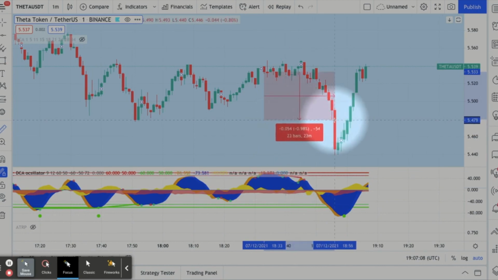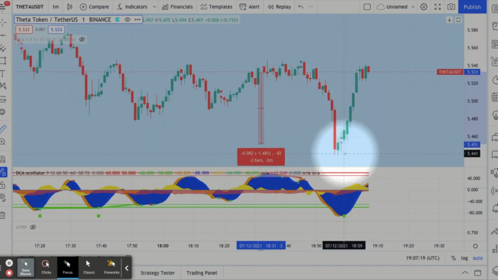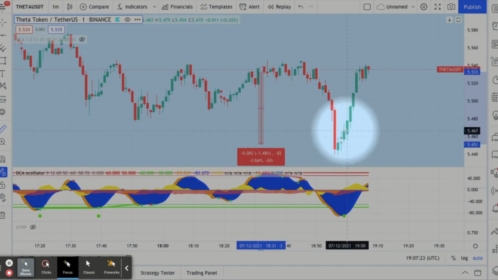In 23 minutes. So we would have made 1% of our initial investment in 23 minutes. Then I could also end up saying the exact same thing about this. Let's see, this green dot, I'm going to say we went long right here.